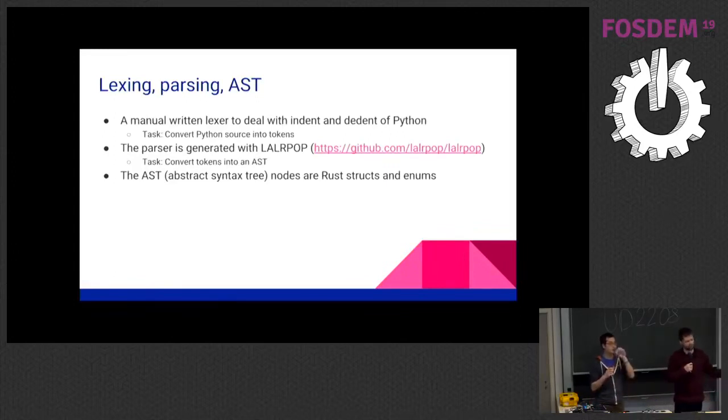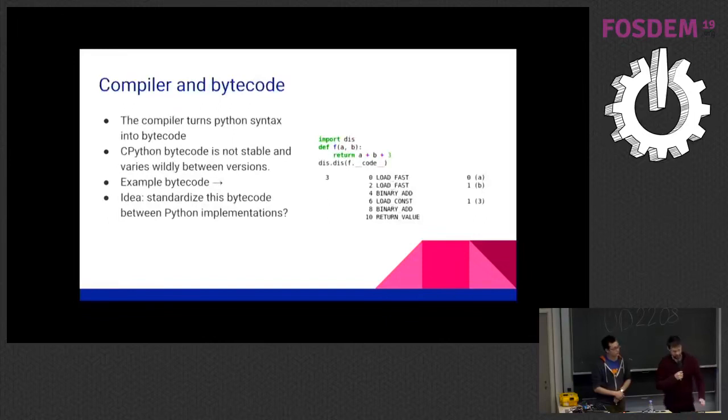This one will take the tokens and convert them into an abstract syntax tree of your Python source code. This actually works pretty well. And then we have the abstract syntax tree, which is basically two Rust enums. I don't know if there's code of that.